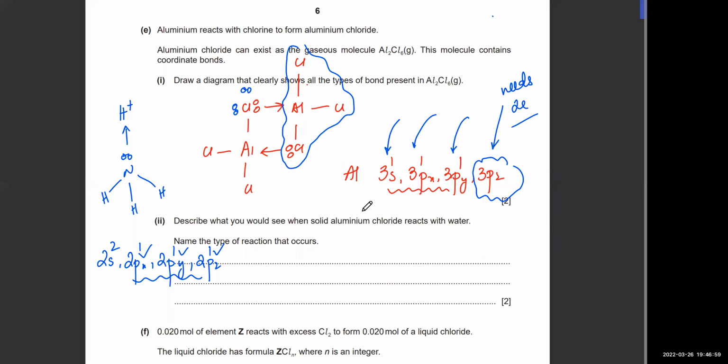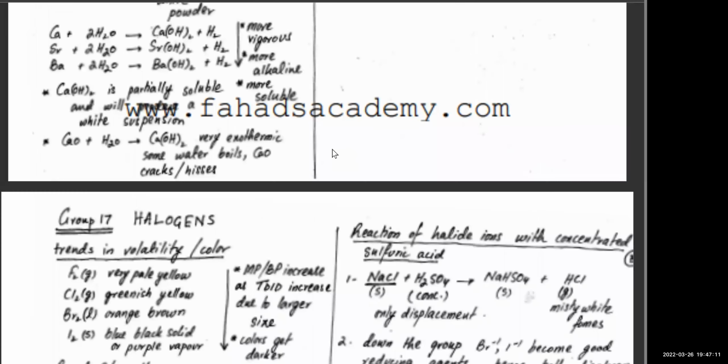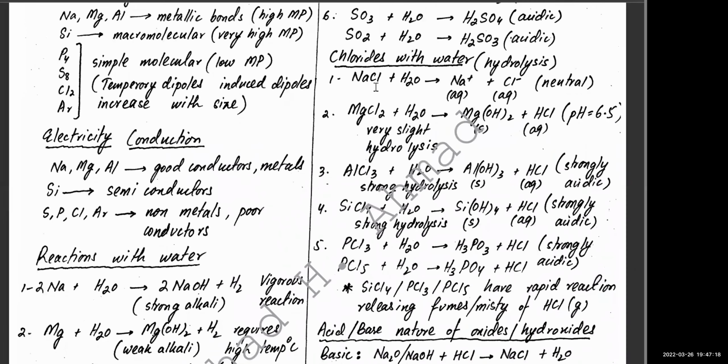I said, name the type of reaction when AlCl3 reacts with water. So that is hydrolysis. Hydrolysis का याद रखना, हमने last time organic में किया भी था कि AlCl3 का काफी vigorous hydrolysis होता है. This one, the reaction of chlorides with water. NaCl does not hydrolyze; it just dissolves. MgCl2 पे थोड़ा बहुत very slight hydrolysis होता है. A little bit of HCl is formed.